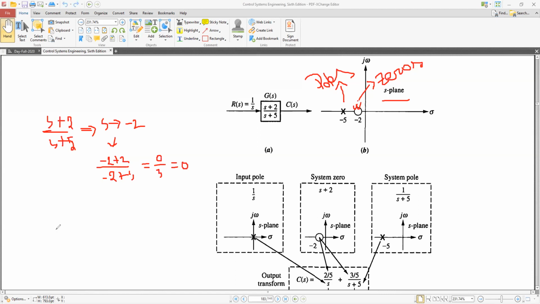What would happen if I put the value minus 5? Minus 5 plus 2 divided by minus 5 plus 5. That means minus 3 by 0, which means infinity. So for the value of s for which the transfer function becomes 0, we call them the zeros. For the value at which the transfer function becomes infinity, we call them the poles. This is the concept of poles and zeros.